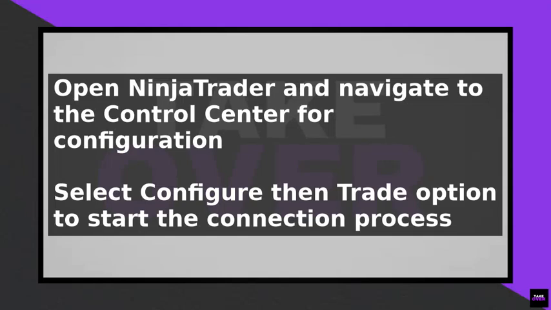To connect Interactive Broker to Ninjatrader, start by opening Ninjatrader and navigating to the Control Center. In the Control Center, select Configure, then select the Trade option. In the Trade window, select the Account tab and click New Account. Select Interactive Brokers as the brokerage firm and click OK.